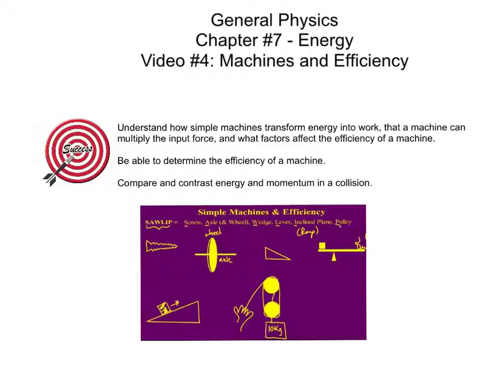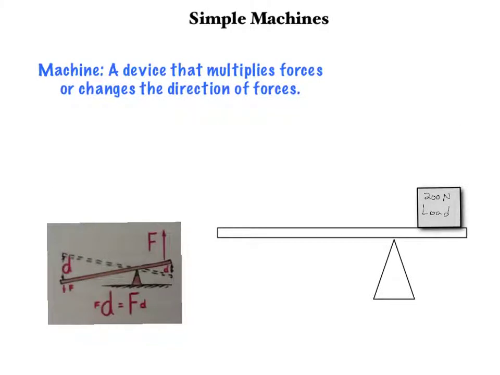By the end of this video, you should have an understanding of simple machines and how conservation of energy plays a role in their use, how we determine the efficiency of a machine, and be able to compare and contrast energy and momentum in a collision. Now, in physics, we define a machine as a device that multiplies forces or changes the direction of forces. The underlying principle in all machines, though, is conservation of energy.